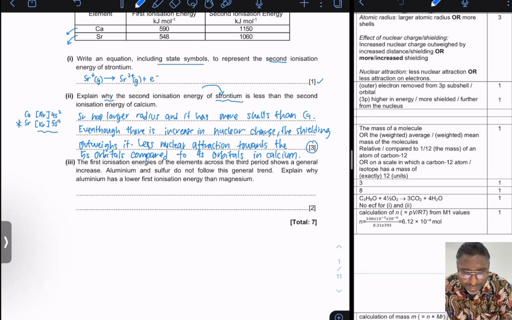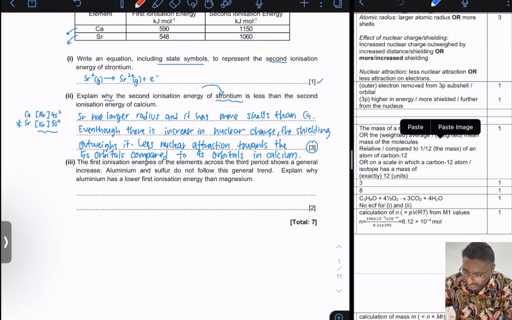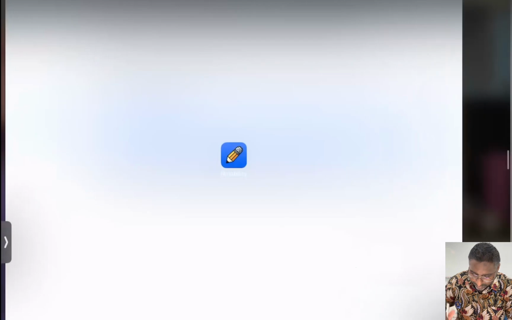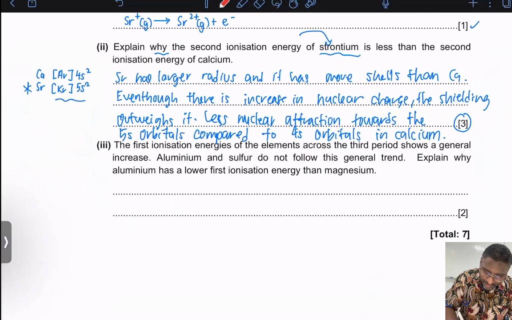So I have explained that, even though I'm trying to put in more answer there, I want you to realize that this answer has something to do with atomic radius. The more shielding outweighs the increase in distance, so it is outweighing the nuclear charge. And then it has less nuclear attraction towards the electrons. If you look at my answer now, it has a larger radius and I mentioned more shells. That's going to give me 1 mark.